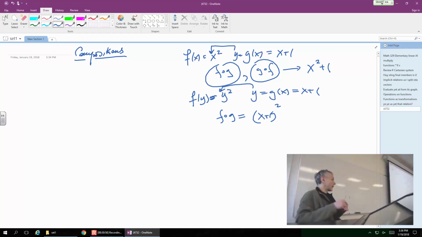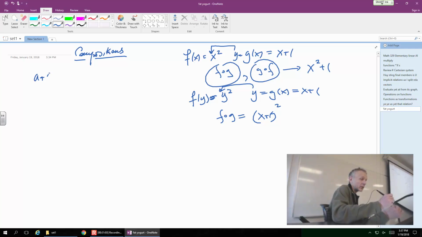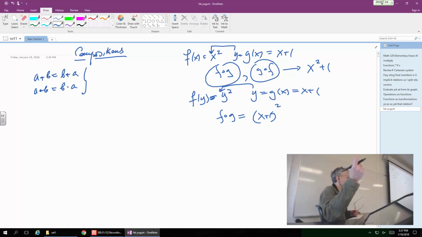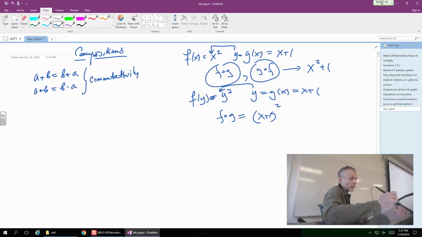So that is a very important observation that will come out in linear algebra a lot. How would you describe it? a plus b is equal to b plus a, times b is equal to b times a. Remember how this is described? The word commutativity. However, compositions are not commutative.